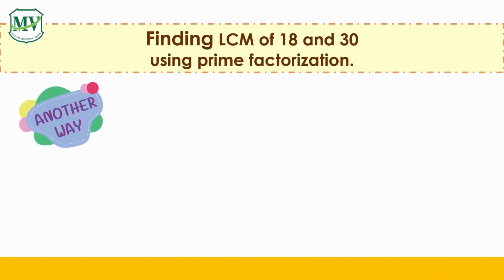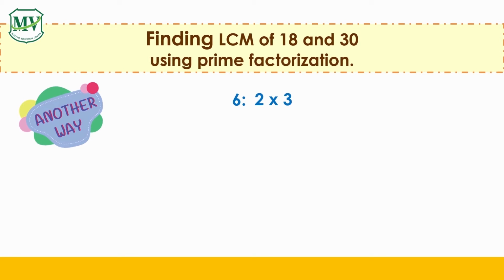Let's proceed to another method of finding the LCM. Find the LCM of 6, 8, and 12 using prime factorization. Do you still remember how to do prime factorization? You're smart! Let's keep going. What are the prime factors of 6? That's right. The prime factors of 6 are 2 times 3.